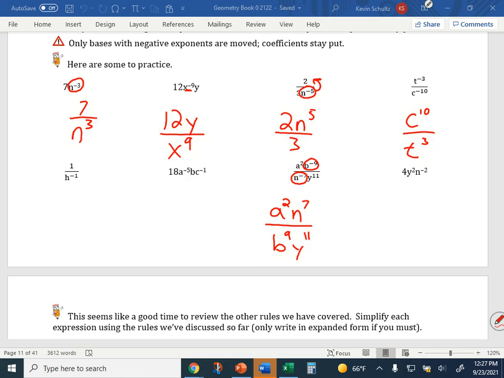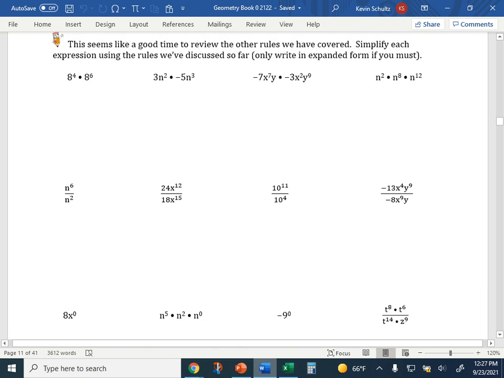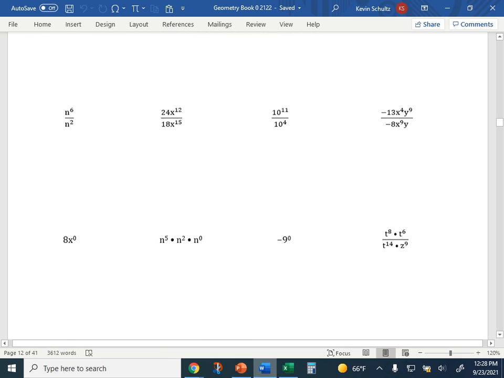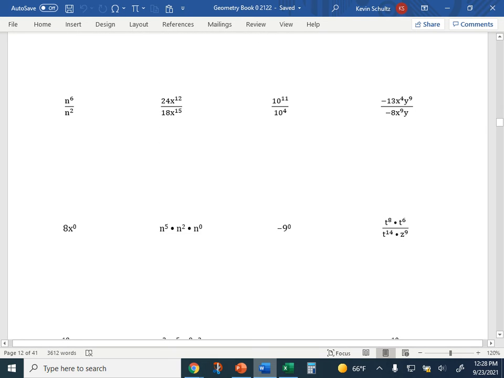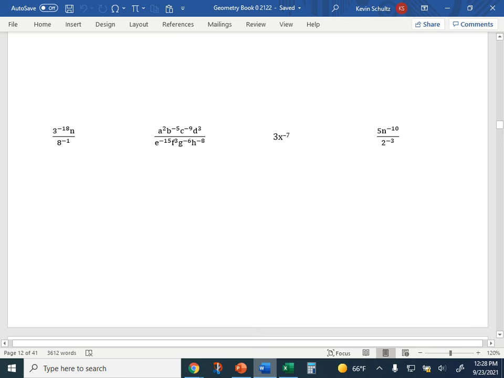Looking at the next page, we kind of expand things a little bit in that it's a review of what you've done. The first row is all multiplying by the same base. You can use the rules we've discussed so far, but remember, expanded form can be a backup. If you're unsure, look at it in expanded form. That can help you visualize what's going on. The second row is dividing by the same base. The third row deals with 0 powers. And the fourth row is negative powers, what we just learned today.